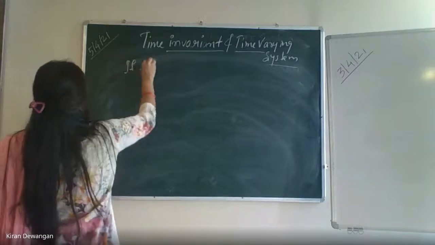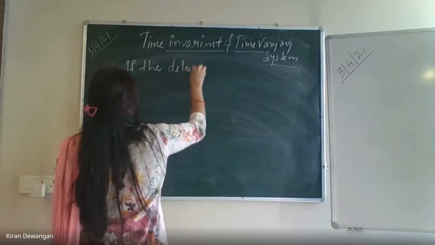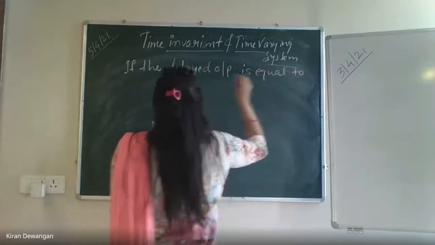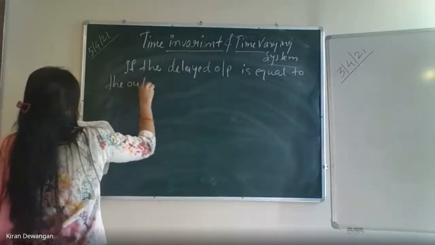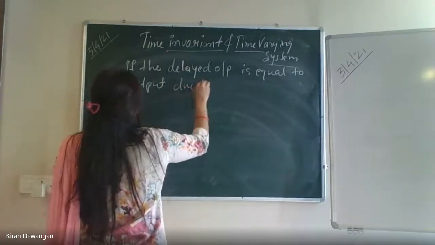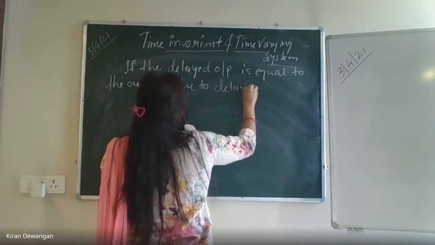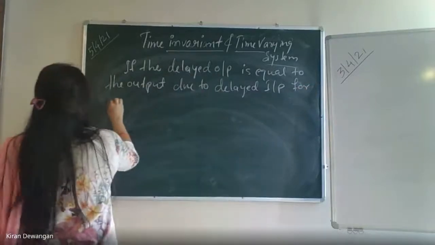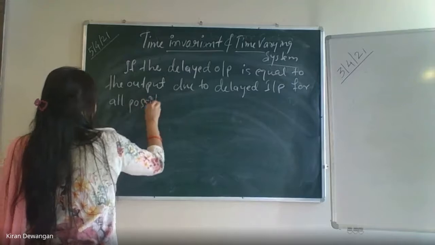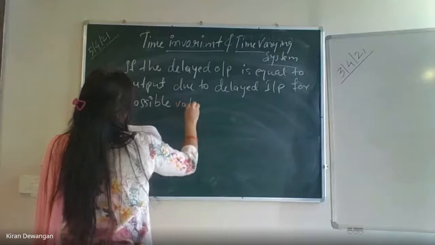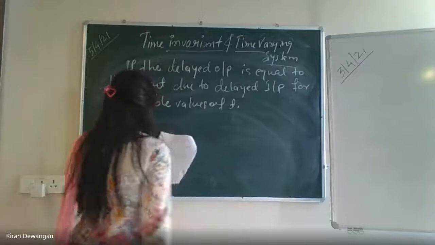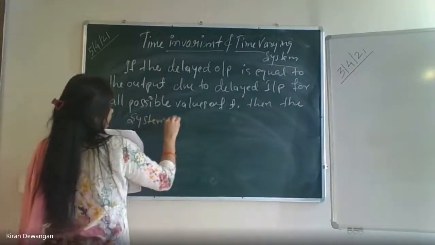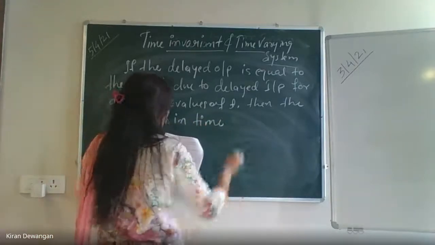If the delayed output is equal to the output due to delayed input for all possible values of t, then the system is time invariant.